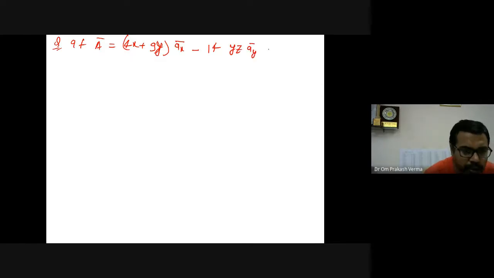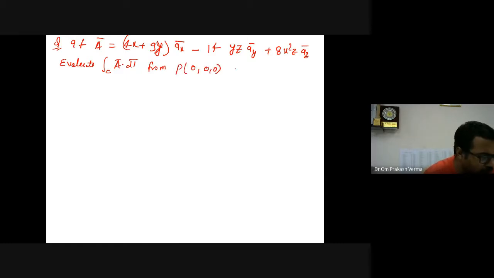Let's say we have a vector A equal to (4x plus 9y) a_x vector minus 14yz a_y vector plus 8x square z a_z vector. So evaluate the closed integral or line integral of A vector dot dl vector from P equal to (0,0,0) to Q equal to (1,1,1) along the following paths.